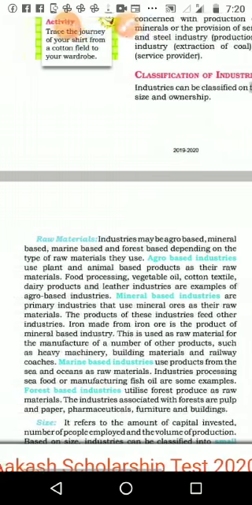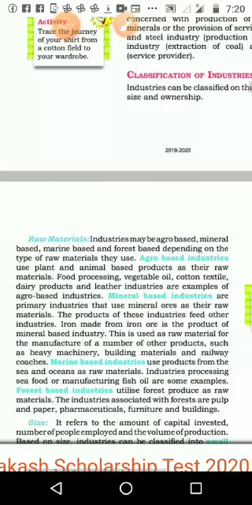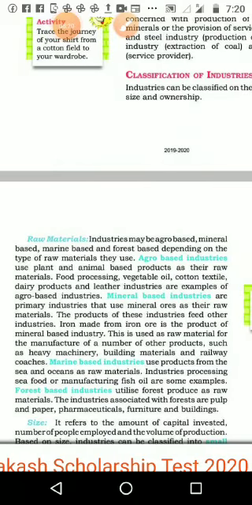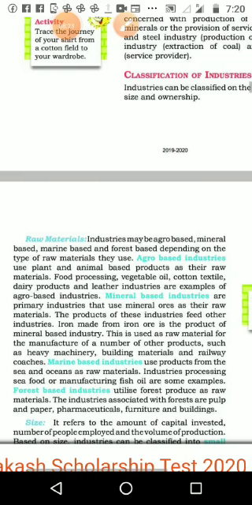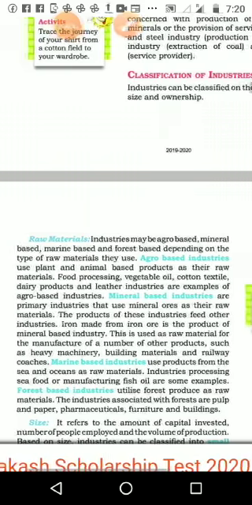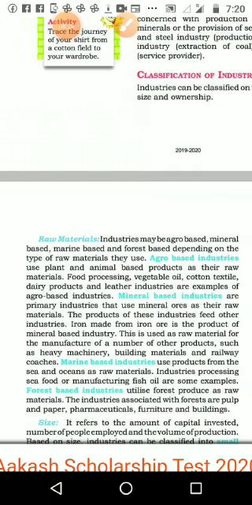Okay, first one is agro-based. Agro-based industries use plant and animal based products as their raw material. For example, fruit processing, vegetable oil, cotton textile, dairy products and leather industries are examples of agro-based industries. We have seen different food processing, that comes under a different heading. Oil extraction is another one. Then cotton or jute textiles is another one. Then dairy and dairy products come under a different heading. And leather industries come under a different one. So these are some of the examples of agro-based industries.